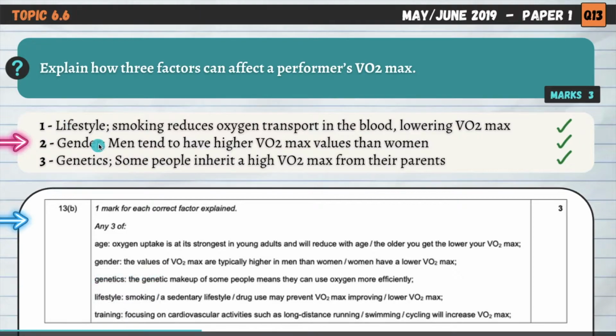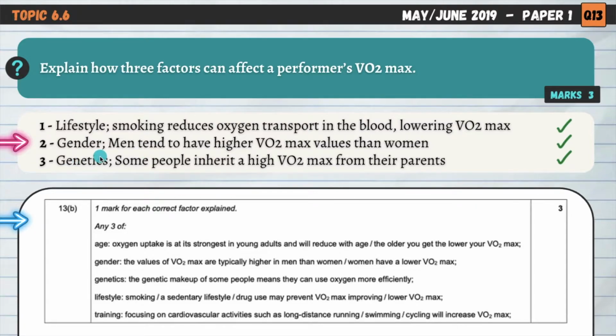And I've gone for lifestyle in the first one. So smoking reduces oxygen transport in the blood, lowering our VO2 max. We could have just said, if we go down to lifestyle here, that smoking or a sedentary lifestyle, that's one where we don't exercise very much, so 2 different examples there, may prevent VO2 max from improving, or it may lower the VO2 max. So we don't need to go into too much detail. We could have just said smoking lowers VO2 max, and that would have given us the mark.